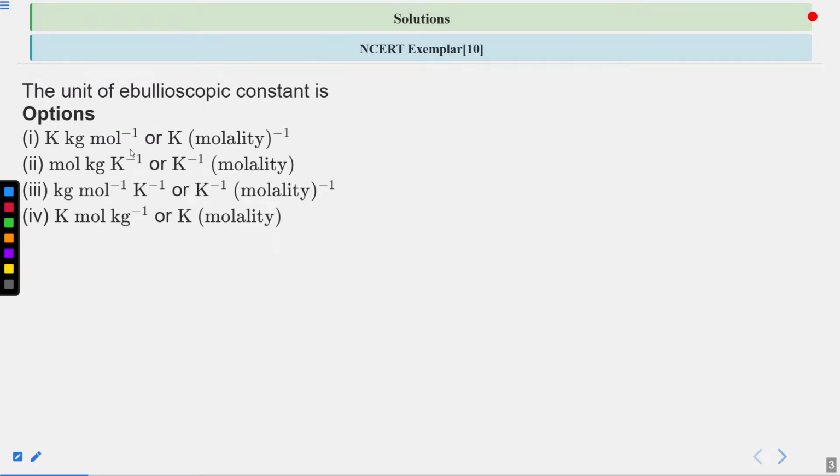Okay, so let's start with our first question, which is from the NCERT Exemplar number 10. The question says that the unit of ebullioscopic constant is. So you have to tell the unit of ebullioscopic constant.